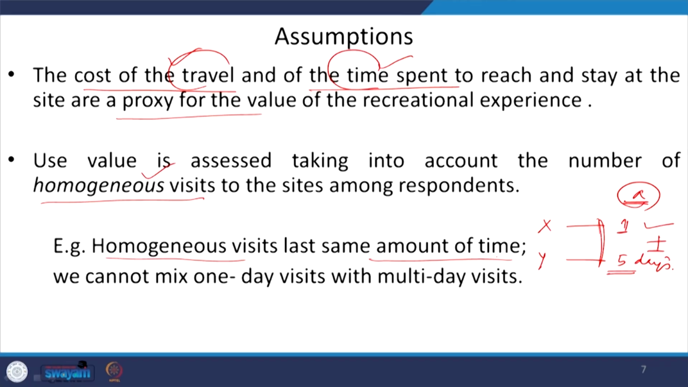So, in order to estimate the value of this particular recreational site, we cannot mix the number of visits with respect to homogeneous visits and heterogeneous visits. We need to only take into account the homogeneous visits. So, whosoever is spending at this site for only one day, we are taking into account for our analysis only. We cannot mix one day with multiple days visit for modeling the travel costs here.